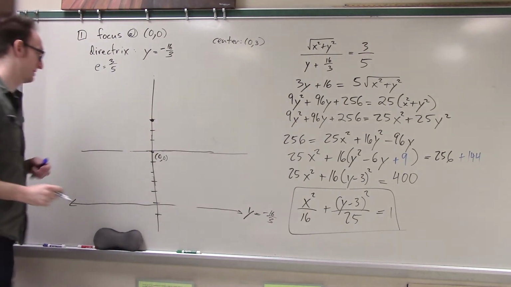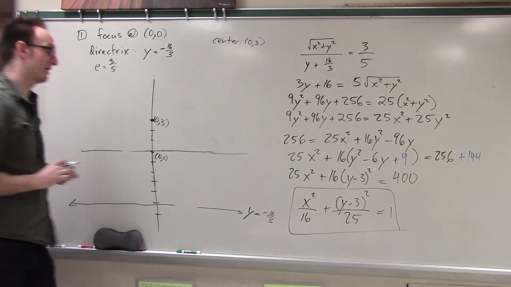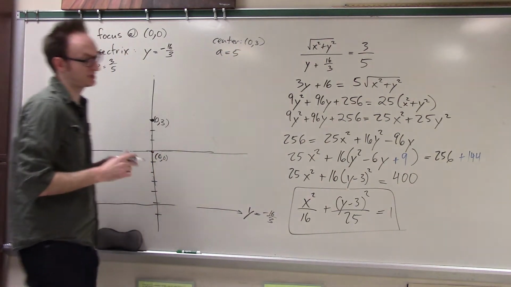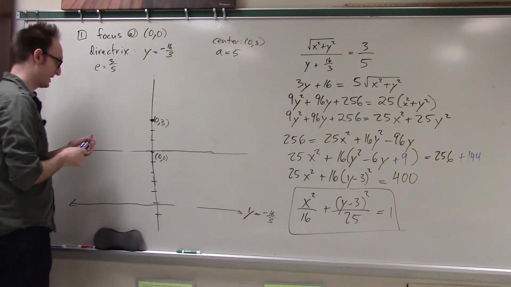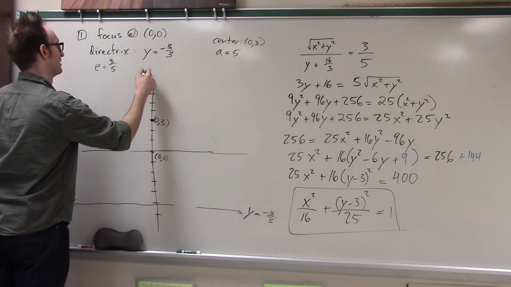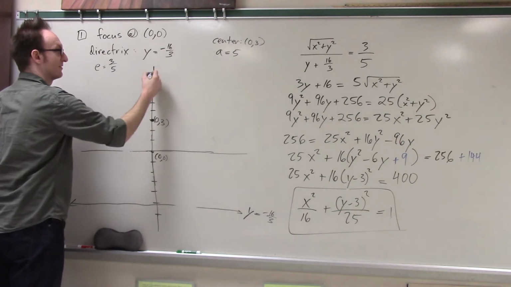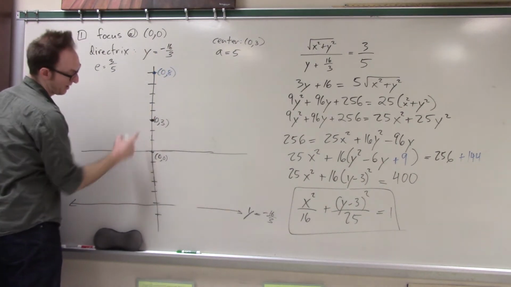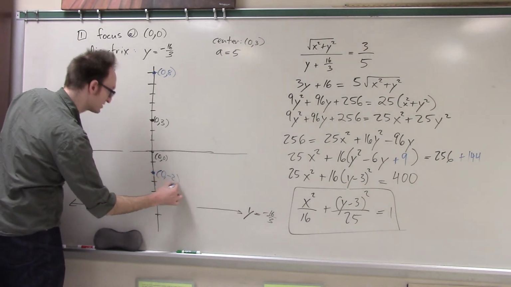And then a is 5. So that means it's being stretched out vertically by a factor of 5. Okay, well that already tells me good information because that tells me 1, 2, 3, 4, 5. So that tells me that one vertex is going to be 5 up, here at (0, 8). And the other one is going to be 5 away, so down here at (0, -2).